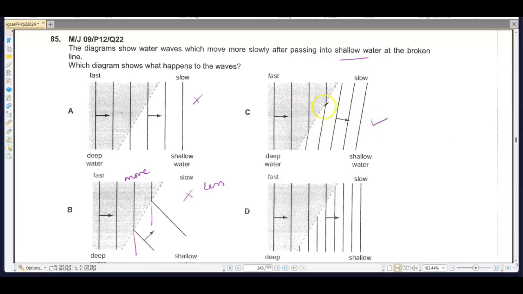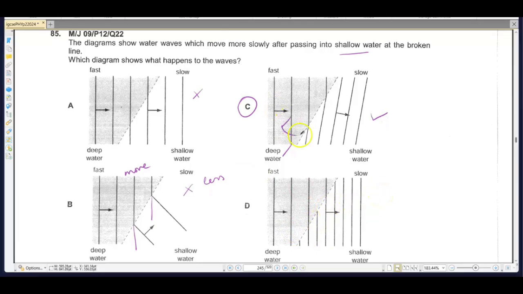If you see that they are lagging behind a bit, okay? This is going to be it. So C is the correct option. In D the wavelength has changed, but the change of speed is not shown. So this D is not correct.